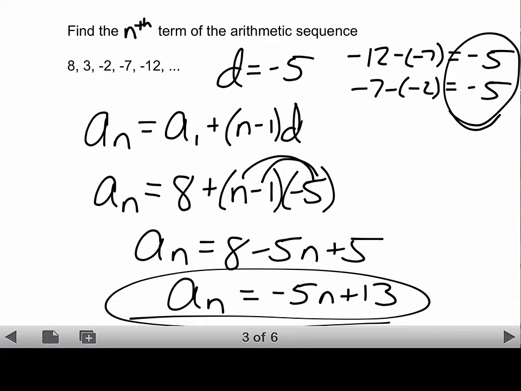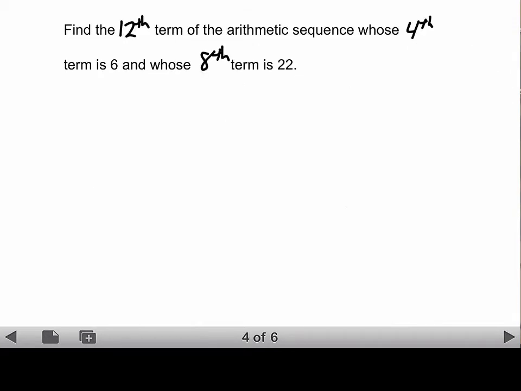I am going to move on to the next example, which is to find the 12th term of the arithmetic sequence whose 4th term is 6 and whose 8th term is 22. Holy cow, that's a lot of numbers. Let's break this down a little bit. Find the 12th term. Pause. We need to find a sub 12. Keep going. Of the arithmetic sequence, it's going to have a common difference.